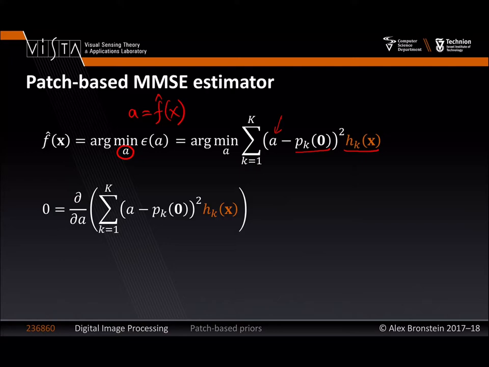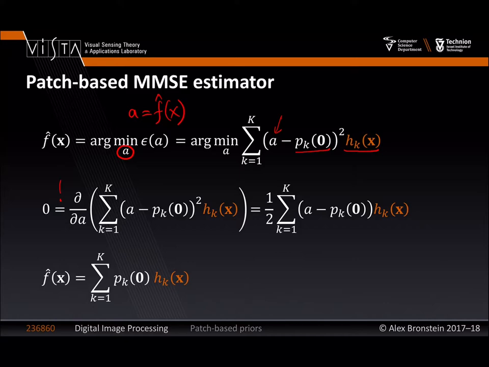So let's take the derivative with respect to A and equate it to 0. By the way, you can already tell me what is going to happen. What we have is a weighted L2 norm squared, and the weights are these probabilities hk. So when we want to minimize this weighted norm, what should A look like? It should be a weighted average, right? So this is what we called A. It's a weighted average of the pk at 0, basically the central pixel of every exemplar patch pk, multiplied by this posterior probability hk. And of course, these probabilities sum to 1.